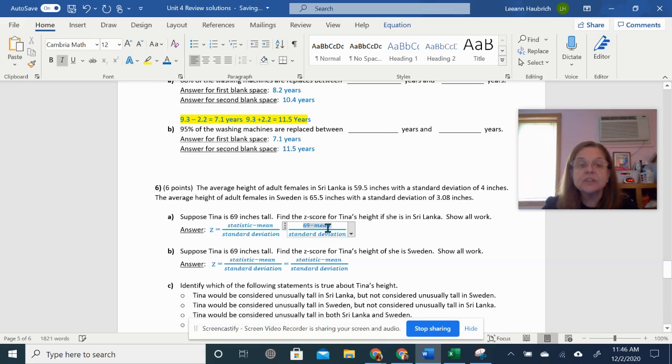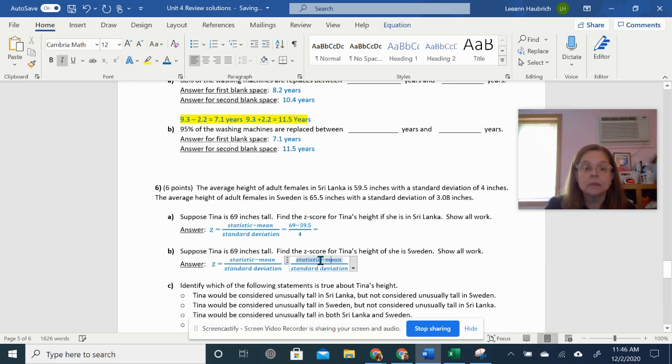And the average in Sri Lanka is 59.5 inches with a standard deviation of 4 inches. Okay, so that's now filled in. Before I do the calculations, I think I'm going to set the other one up too, because it's also 69 inches, but now it's saying she lives in Sweden.